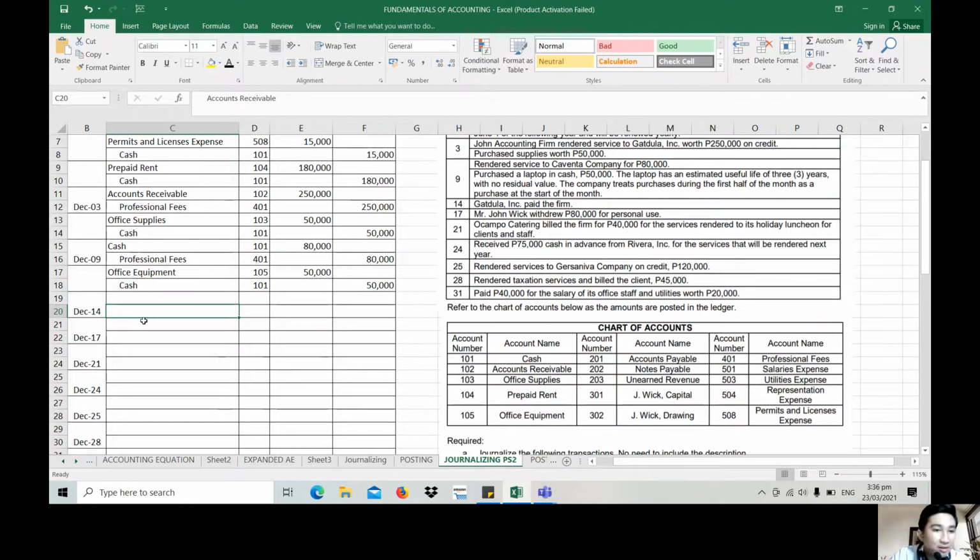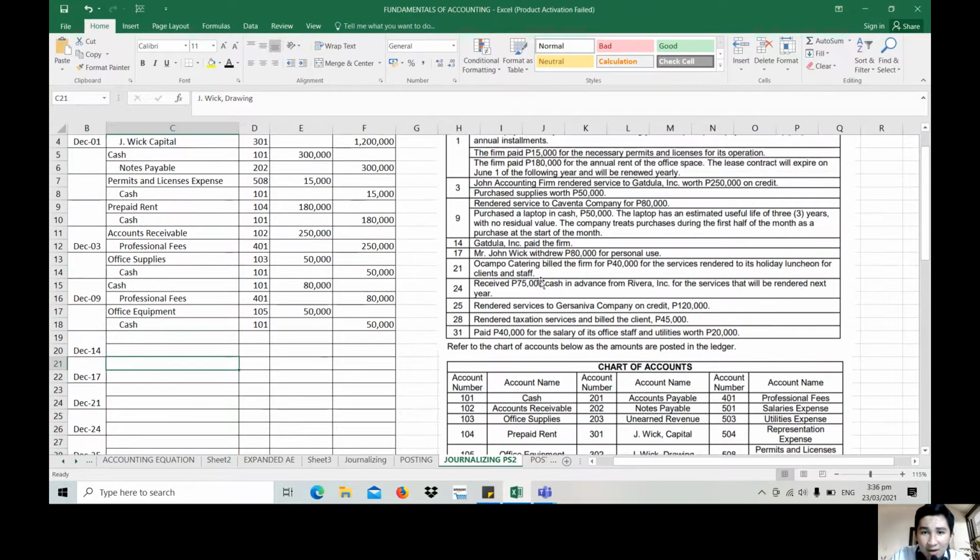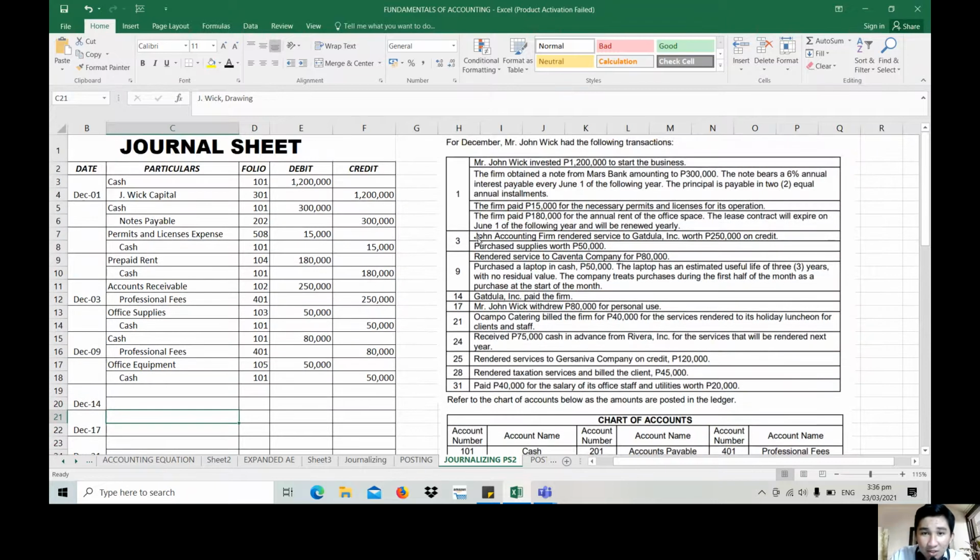So ayan. Next tayo, December 14, Gatdula Incorporated paid the firm. Kailan ba may transaction tayo kay Gatdula? December 3. Ayan, 250,000. Ngayon, binayaran na tayo ni Gatdula Company. Therefore, naka-receive tayo ng cash, 250,000. Wala namang sinabing magkano, therefore, binayaran niya full.